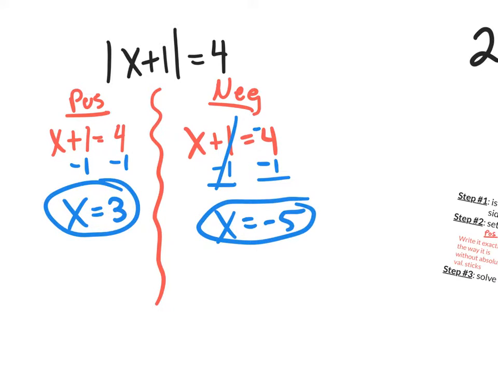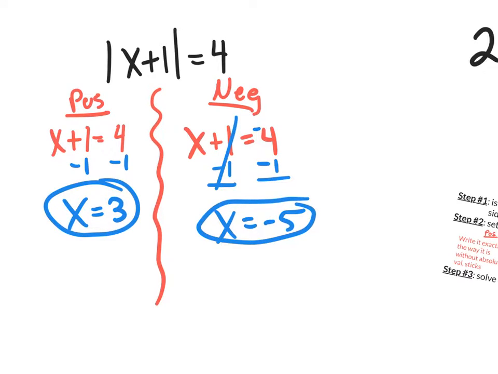So we actually have two answers to this absolute value equation. There's an answer for the positive situation. All I did was rewrite it exactly the way it is without the sticks. That's what I have down here. Then the negative situation, same thing, but slap a negative right onto that number on the right side. That's a negative situation. You solve both, you're going to get two different answers.